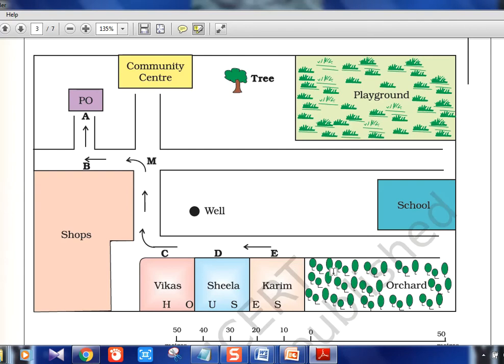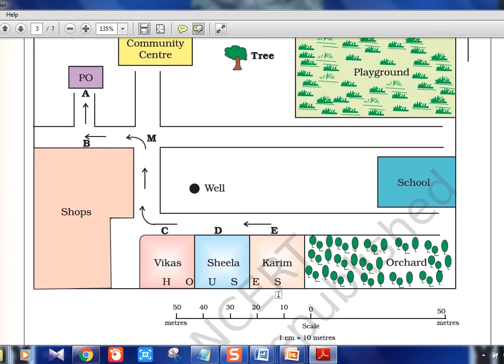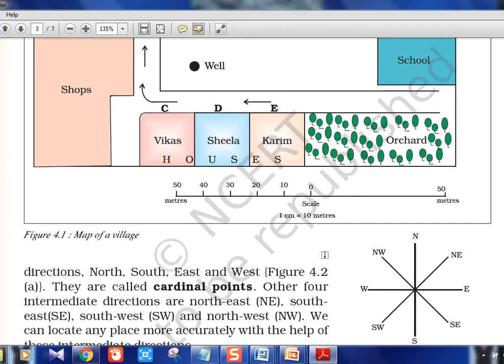So this is like a map with a scale. If you see at the bottom, 1 centimeter equals 10 meters. So suppose the paper from left to right is 15 centimeters, suppose 15 into 10, so this will be 150 meters. So that is how scale is used in a map, so that you don't need to draw the entire big length on paper.